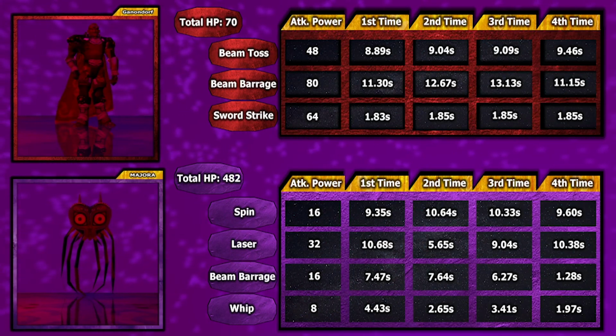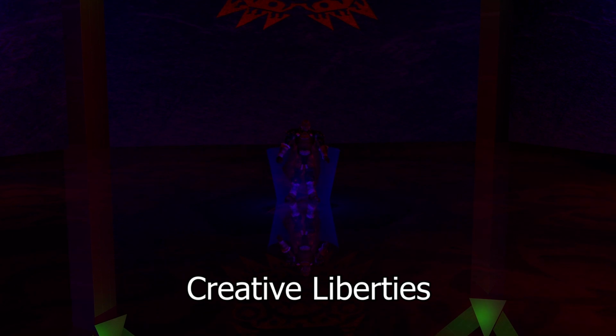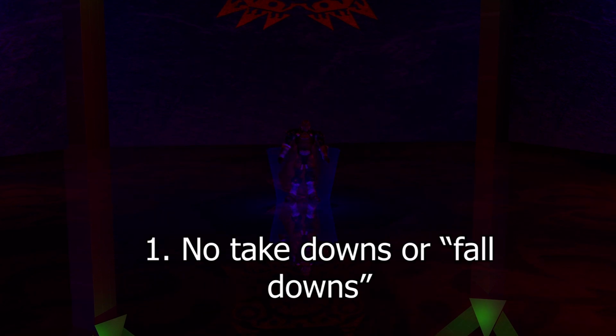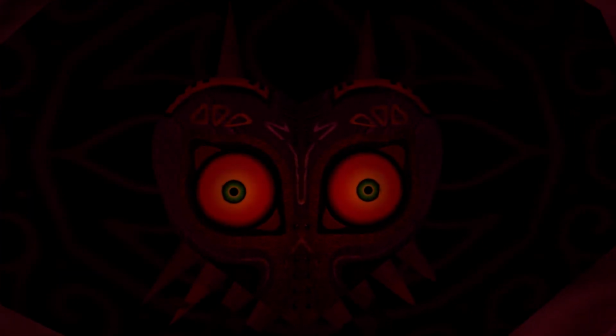Now let's move on to our last section before we start this battle. A lot of creative liberties had to be taken when working on this concept. First, there will be no takedowns between the enemies, as Majora does not possess light arrows, and I don't find it consistent in Ganondorf's strategy to stop floating and perform a beam toss on Majora as it flies over him.